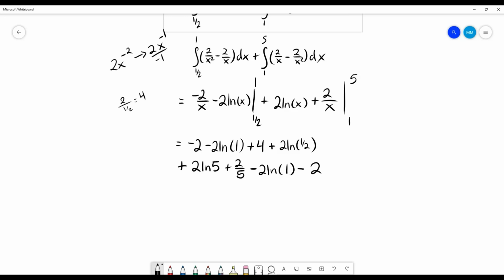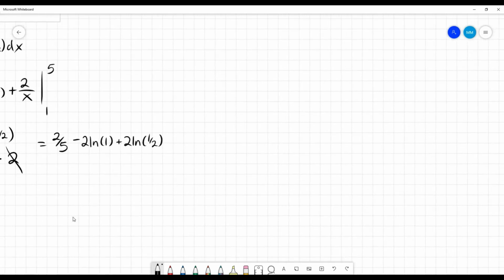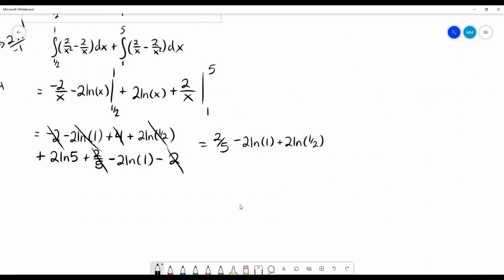Now we'll begin combining like terms. So of course, negative 2 plus 4 is 2, and then minus 2 is 0. So those disappear. So now I've just got 2/5 as our only other non-log term. So it's going to be 2/5. And now I've got all of this. That's minus 2 natural log of 1 plus 2 natural log of 1/2, plus 2 natural log of 5 minus 2 natural log of 1.